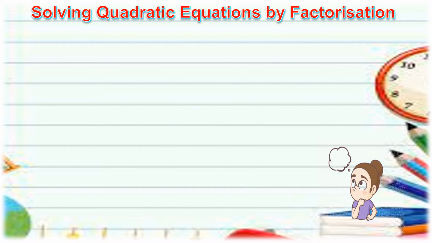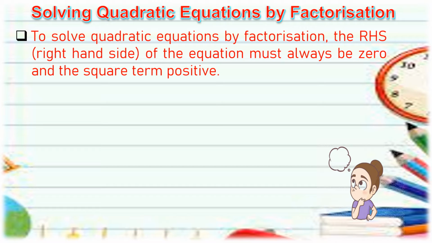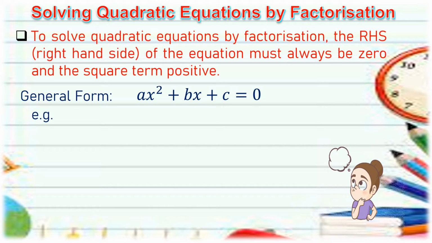Solving quadratic equations by factorization. In here, we are going to factor it out. To solve quadratic equations by factorization, the right-hand side of the equation must always be 0, and the square term is positive. So we have the general form ax squared plus bx plus c is equal to 0.